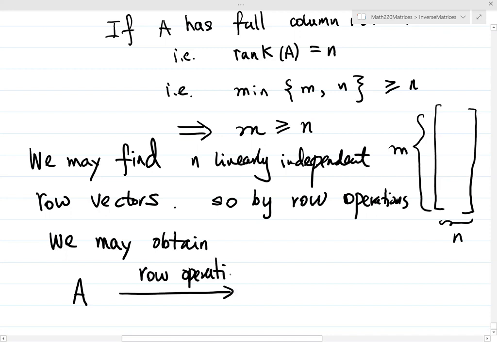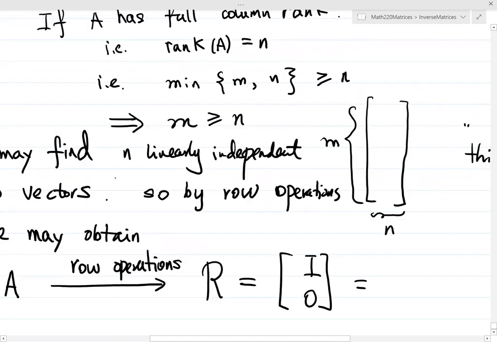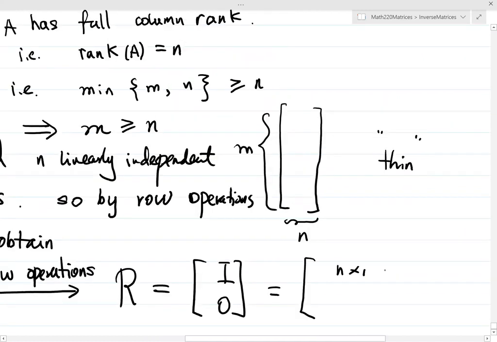Remember the 3 types of row operations. And then transform it to this matrix R, which has the identity matrix here and 0 here. So here I is the n by n identity matrix. And here this is the 0 matrix. We have m minus n rows of zeros.